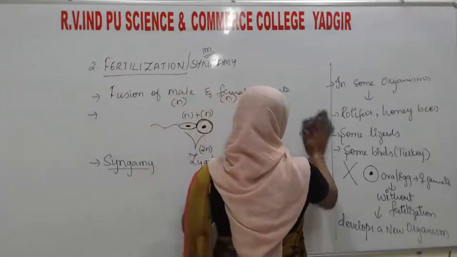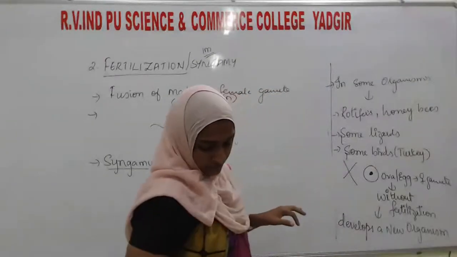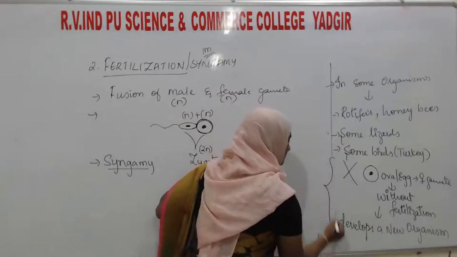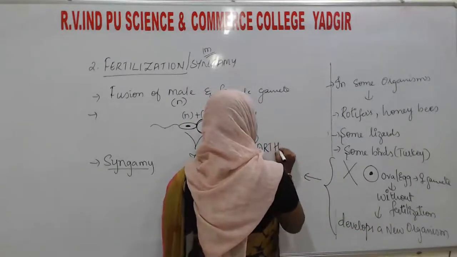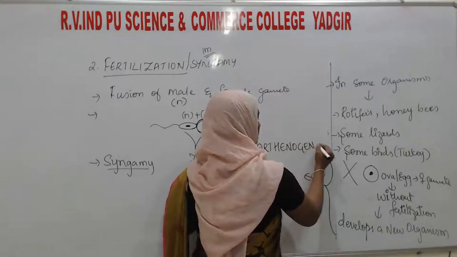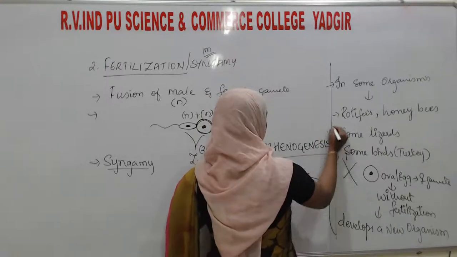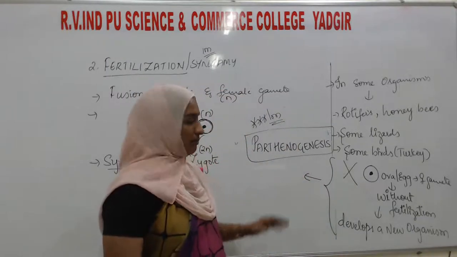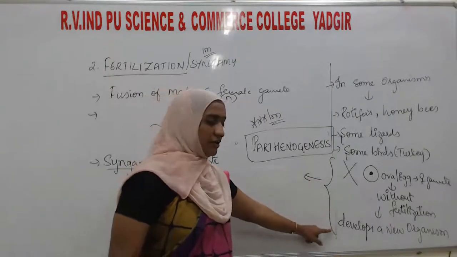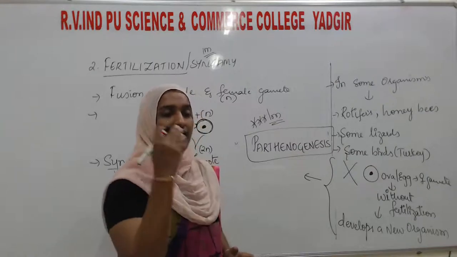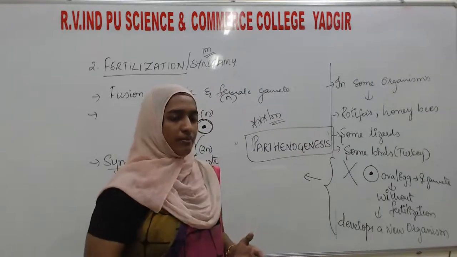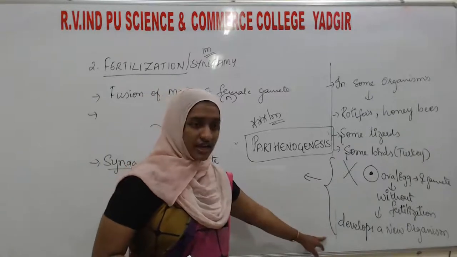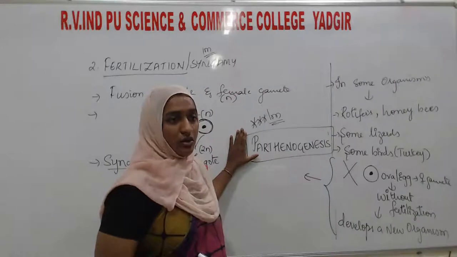What is it known as? The female gamete developing into a new organism without fertilization. This whole process we call parthenogenesis. This is asked for one mark. What is parthenogenesis? The female gamete develops into a new organism without fertilization. Directly, that female gamete, an ova or egg, forms a new individual. That process is known as parthenogenesis.